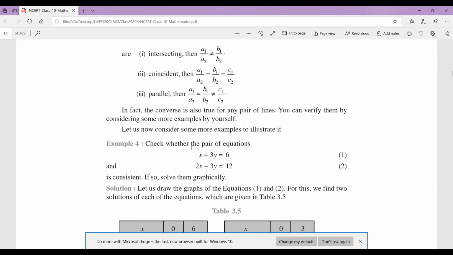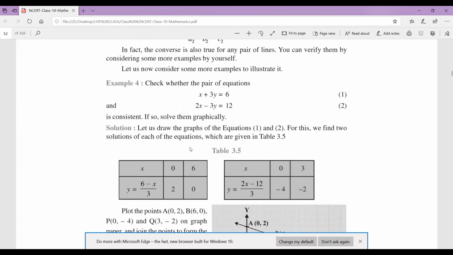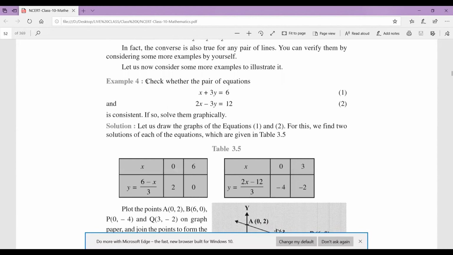Which part is this? Example 4, sir, example 4. Yes. So example 4 is saying to check whether this pair of linear equations is consistent, and if they are consistent, then we have to solve them graphically.